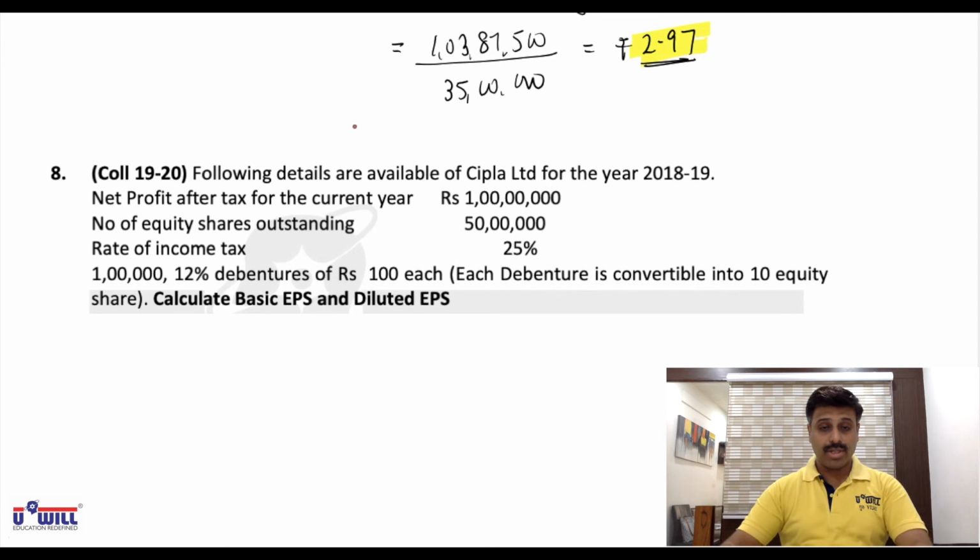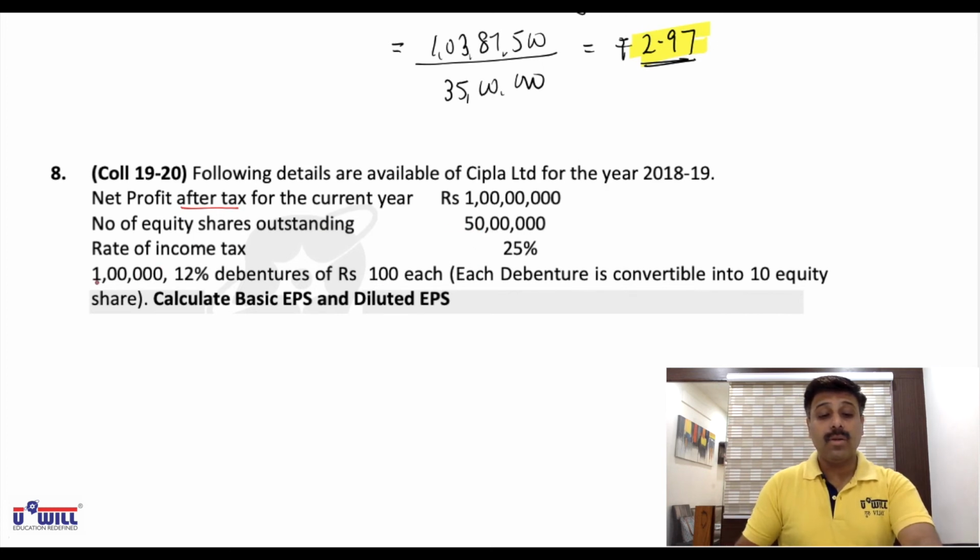Now see here, question 8. Following details are available of Cipla Limited for the year 18 to 19. Net profit after tax for the current year rupees 1 crore. So there's the existing profits. Number of equity shares outstanding are 50 lakhs presently. So basic EPS will be 1 crore upon 50 lakhs, 2 rupees. Rate of income tax is 20%.